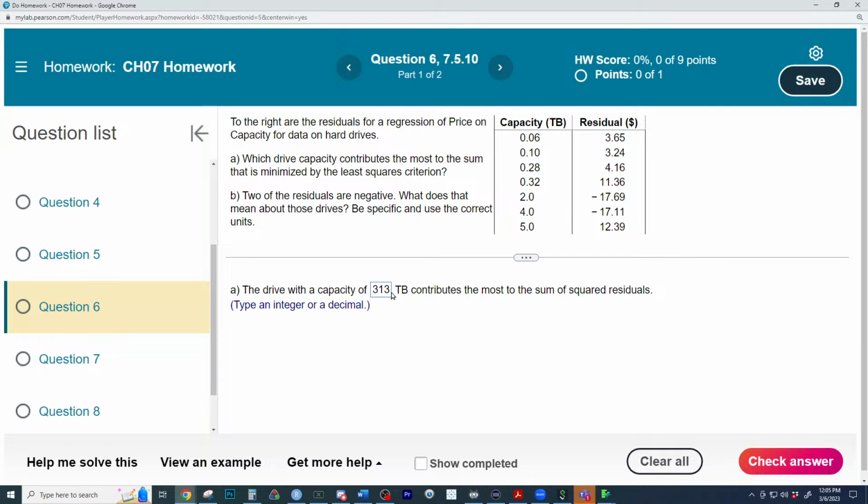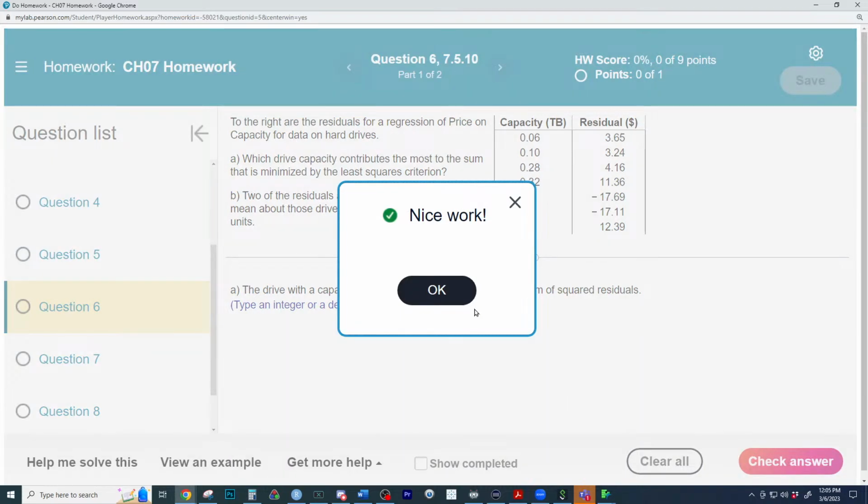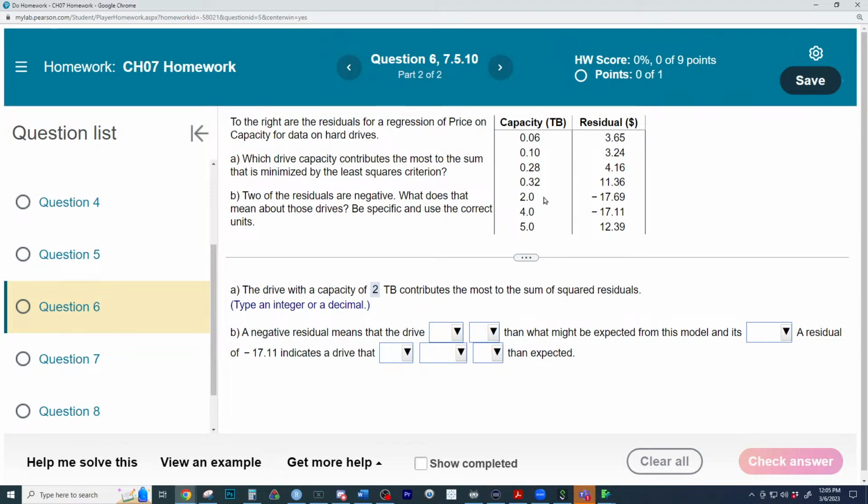Which drive, oh, well, I found the sum of the squared error. Which drive capacity? There we go. Be very careful. It wasn't asking for the squared residual, which I thought it wanted. It was just saying which capacity associated with which residual is giving the largest sums of squared error. Be very careful. Which drive capacity contributes most to the sums of the squares that we are trying to minimize? And this one right here is the one.